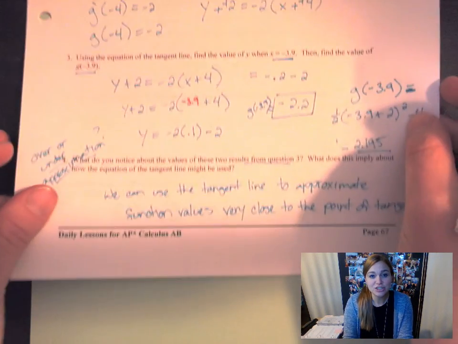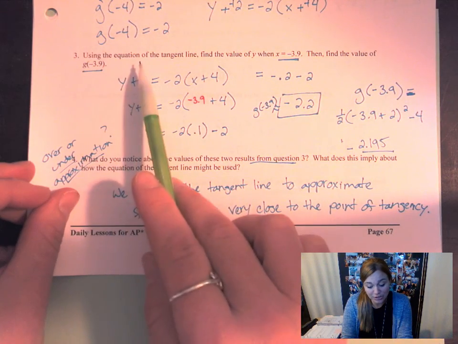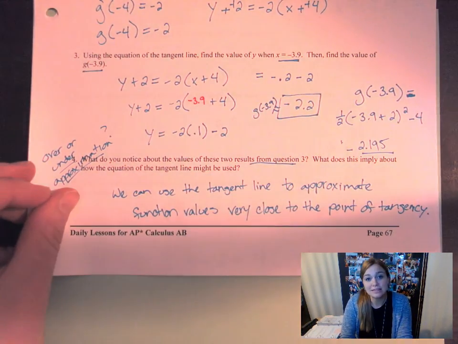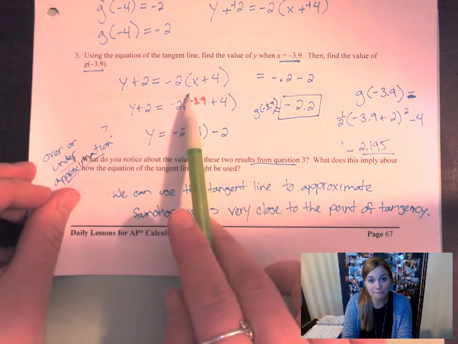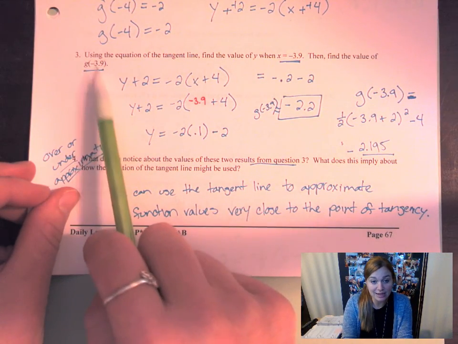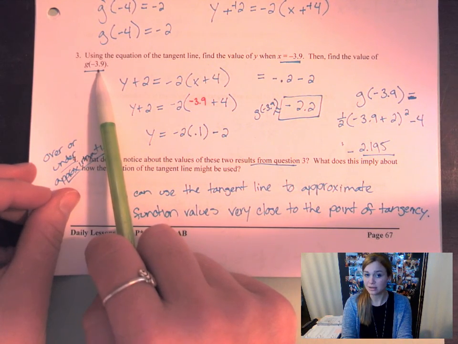Next problem, anytime you're asked for a tangent line approximation, or it says use the equation of a tangent line and it asks you to find the value of y, you need to find the slope and the point first, which we already did. We have the equation from up above. It's only after that point that you substitute in -3.9. Don't try to find the slope and the point at -3.9. It's going to be gross.